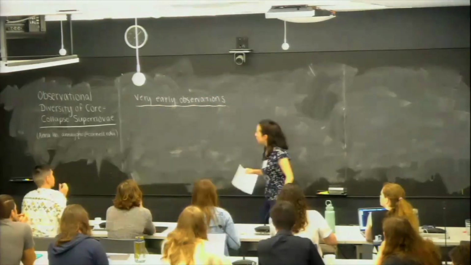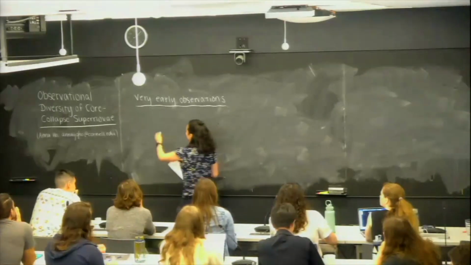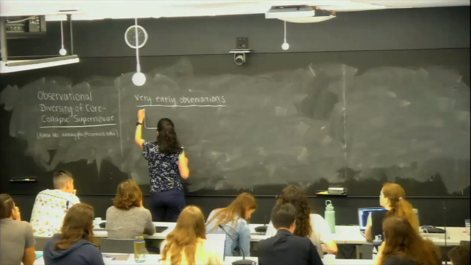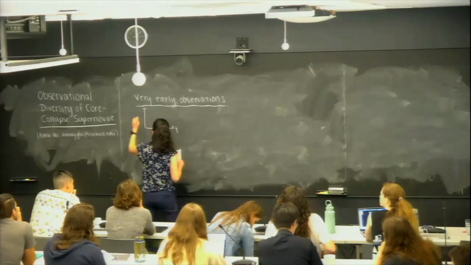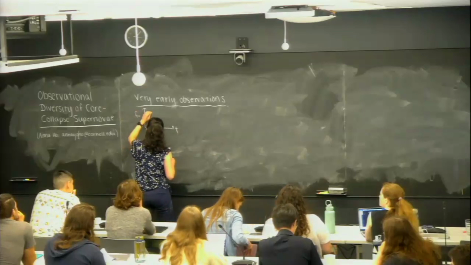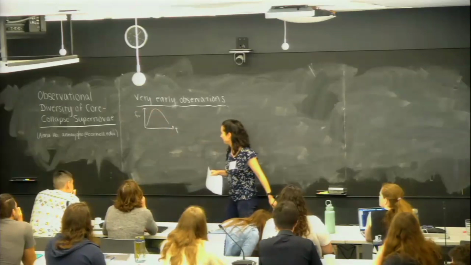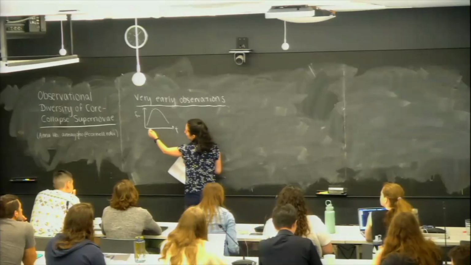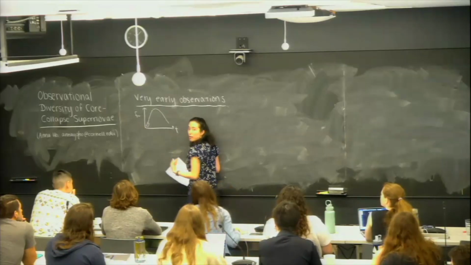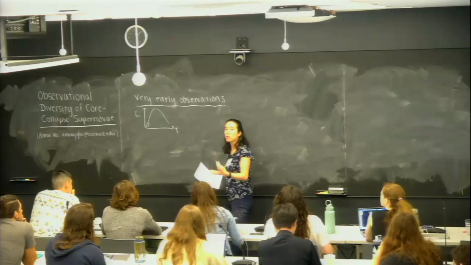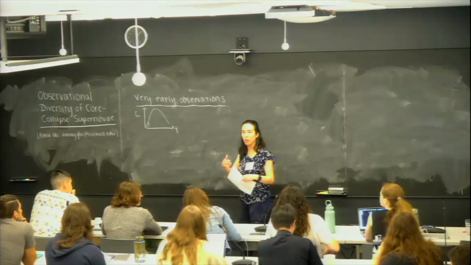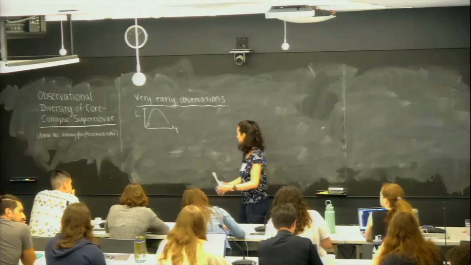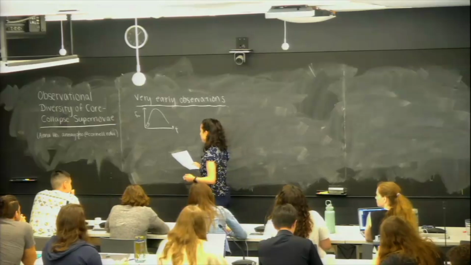Okay, so why do you want to go early? Just to review what these light curves typically look like, the optical light curve is something like this. And by very early observations, I mean that you discover the supernova when it's still very, very young. So you're still very close to the time of first light, the time when the photons first leaked out of the system.